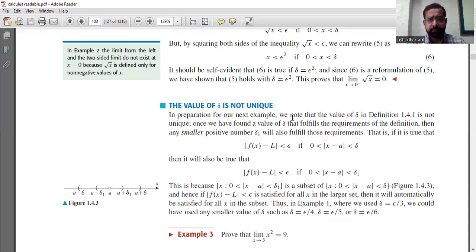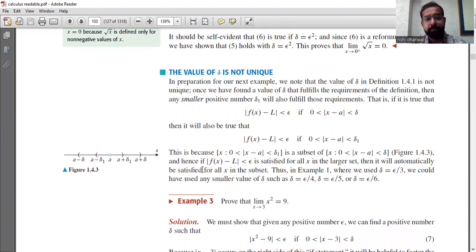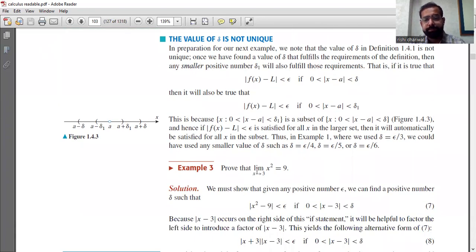That means if we can find a delta equal to epsilon by 4, epsilon by 5, epsilon by 6, epsilon by 3, all these deltas satisfy the condition. So from here we can see that delta is not unique.